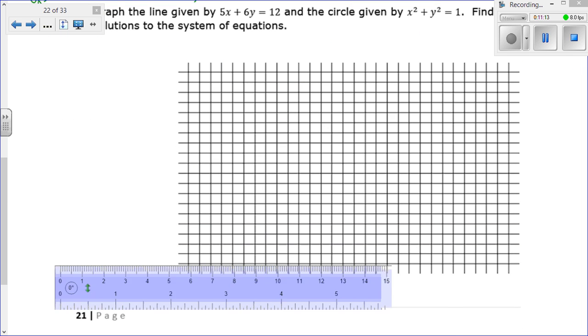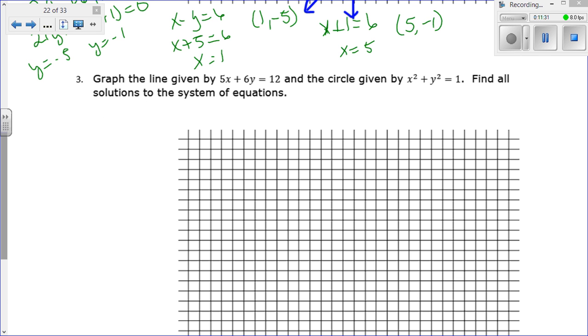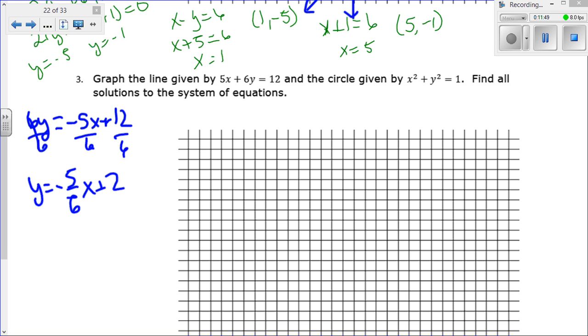Let's see, next problem here. Graph the line of the given equation, 5x plus 6y equals 12, and the circle of x squared plus y squared equals 1. Find all the solutions to the equation. Well, let's get this in y equals. So it would be 6y equals -5x plus 12, divided by 6. So y equals -5/6 x plus 2. So my slope is -5/6, and my y-intercept is 2.